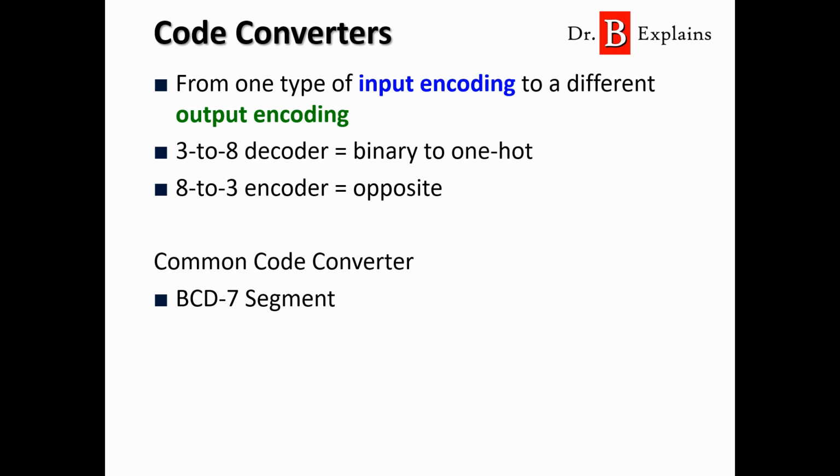Some examples are the 3 to 8 decoder. In that case, you convert from a binary code to a one hot coding. In the 8 to 3 encoder, you do the opposite. Another common one is the BCD to 7 segment. First we're going to learn what is BCD.